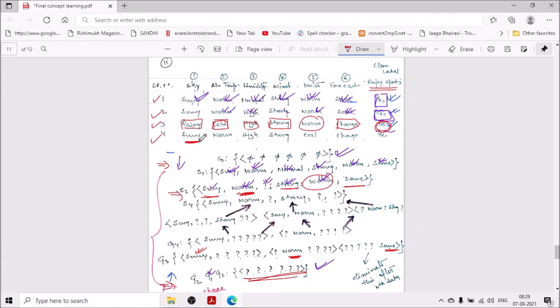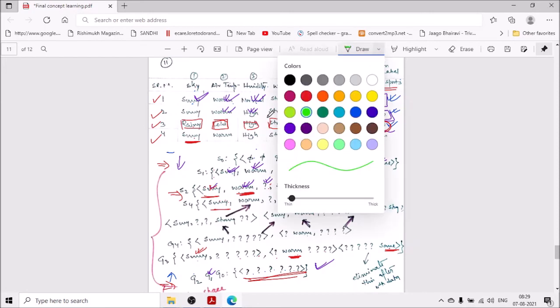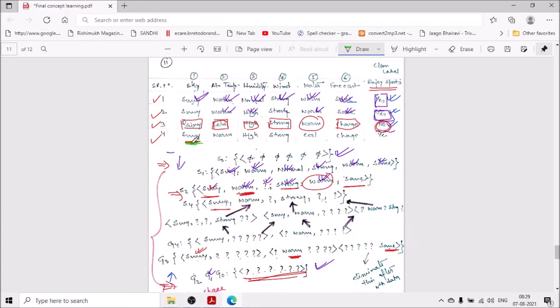Sunny. Sunny is there here. Okay, here Sunny is there. In S2, Sunny is there. Both are the same thing. Keep Sunny. You just take another color. Say this one. So if it is Sunny, keep it Sunny. And in G3 also Sunny is there. So all three are for positive. Next, warm is there. Here also warm is there. Here also warm is there. Keep the warm. Here also warm is there. Keep this one. There is no confusion.